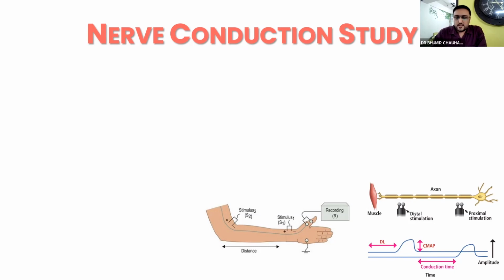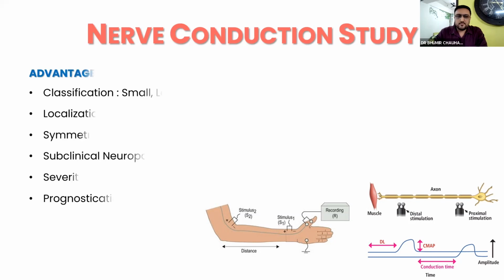So this type of study is done over different nerves. Classically or conventionally, we do median nerve, ulnar nerve, radial nerve in upper limbs, and peroneal, tibial and sural nerve in lower limbs. So these are the conventional nerves which can be tested on nerve conduction.